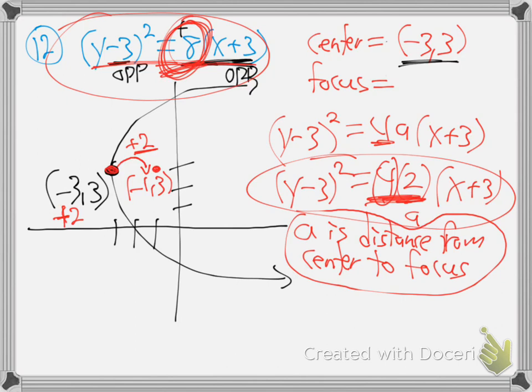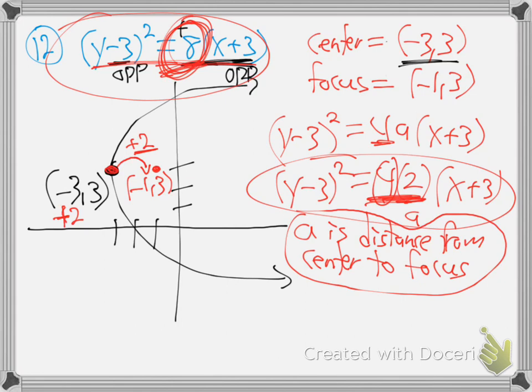Yeah, they're not going to ask us for that on this one, but if we wanted to find the latus rectum, you're right, we'd go up and down from the y-coordinate. That'd be true. We good there? So minus 1, 3 is the focus point.